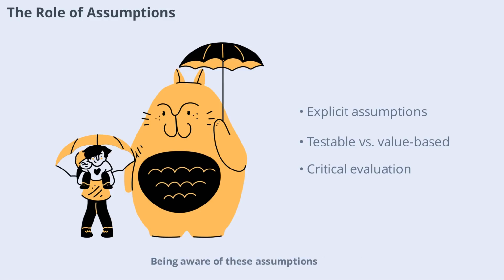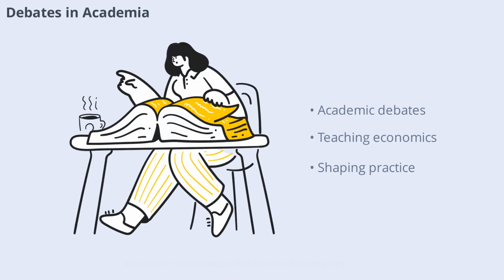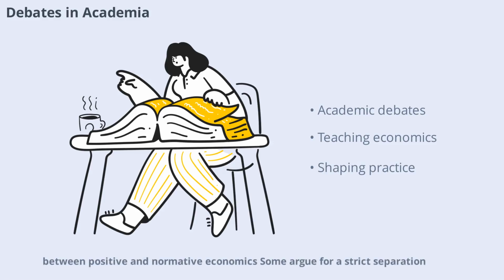Being aware of these assumptions helps us critically evaluate economic arguments. Academic economists debate the boundaries between positive and normative economics. Some argue for a strict separation while others believe the two are inevitably linked. These debates shape the way economics is taught and practiced.